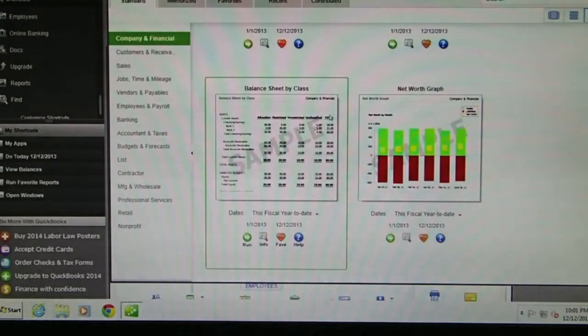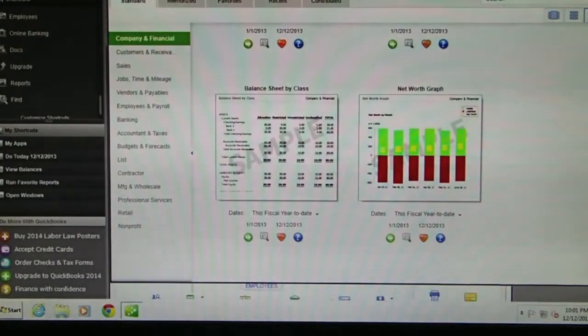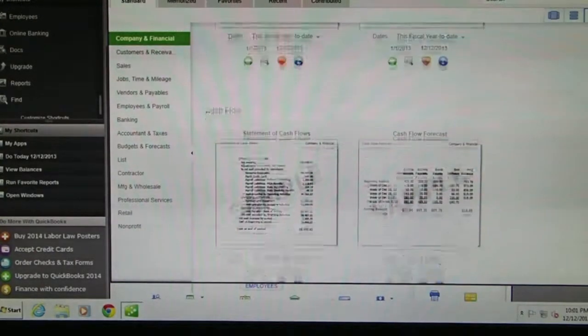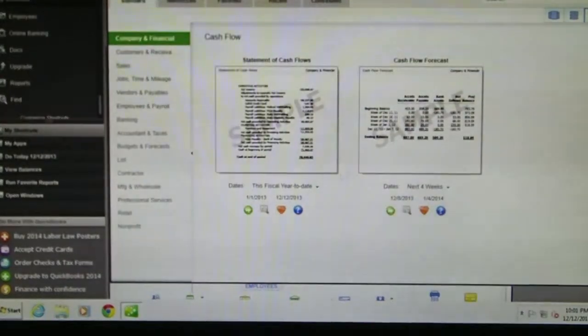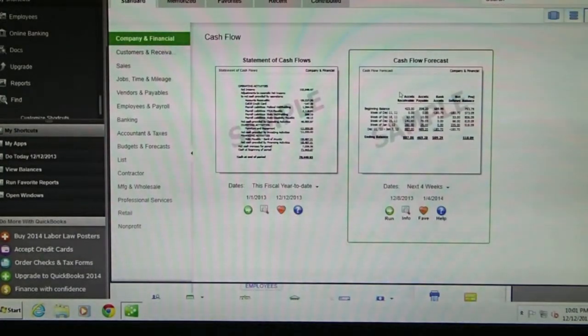And then that would obviously, as your clients or business owners themselves would understand, be driven by the net equity section, that would give them their net worth graph, which we can then customize for them. And also one of the other important areas is cash flow, statement of cash flows for the year, and also a cash flow forecast.